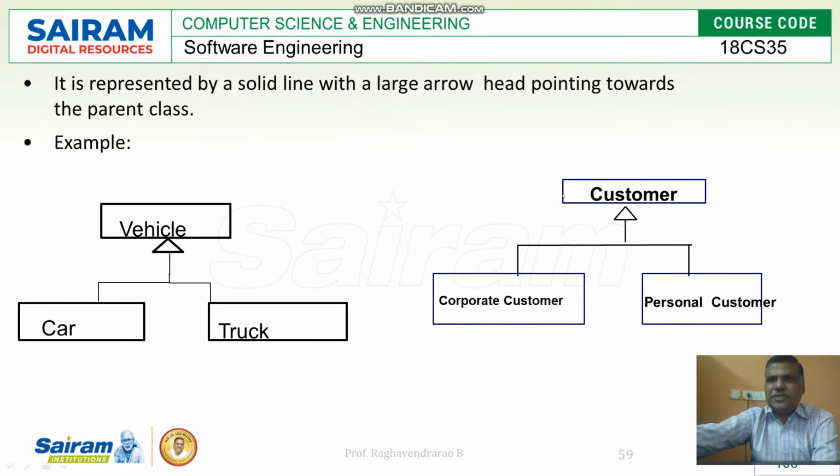Now here you can see this is represented. This vehicle is there. This is the generalization symbol. Car and truck, vehicle is the parent. So any vehicle it is going to be, right? Car is there, truck is there. Another example shows customer generalization, which is going to be a corporate customer or a personal customer. So any customer information is going to be drawn like this. The advantage is that inheritance is present in the generalization.